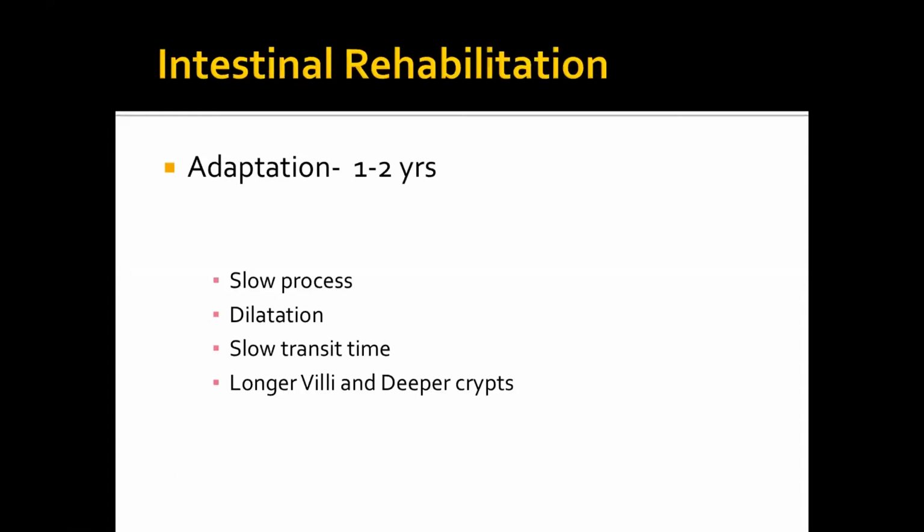Once the PN has been stabilized, then you start the small bowel rehabilitation or intestinal adaptation program, which takes between 6 months to 2 years. It's a slow process. Actually, it starts right away after the bowel resection, but it's probably more visible once the enteral feeding has started. It's a slow process of intestinal rehabilitation. The bowel will dilate slowly. The transit time of the intestine will slow down. The villi will become longer, and the crypts will be deeper.